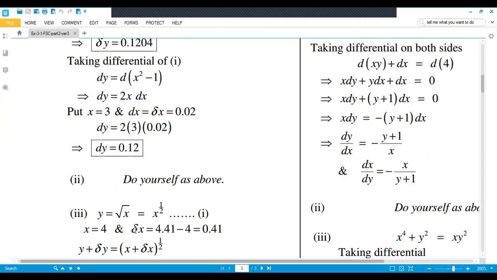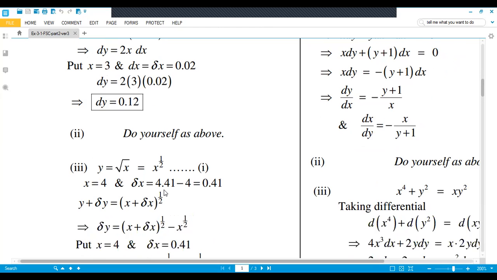Now come to the third part. In the third part you have given y equals under root x, when x changes from 4 to 4.41. So delta x, how can you find it? From the maximum value, which is already given in the question, 4.41 minus 4, so you get 0.41. In the given equation, you put delta y on the left hand side and delta x on the right hand side. So y plus delta y equals x plus delta x power 1 over 2. Y is positive here, shifted to the other side it is negative, and you put the value of y, so minus x power 1 over 2.